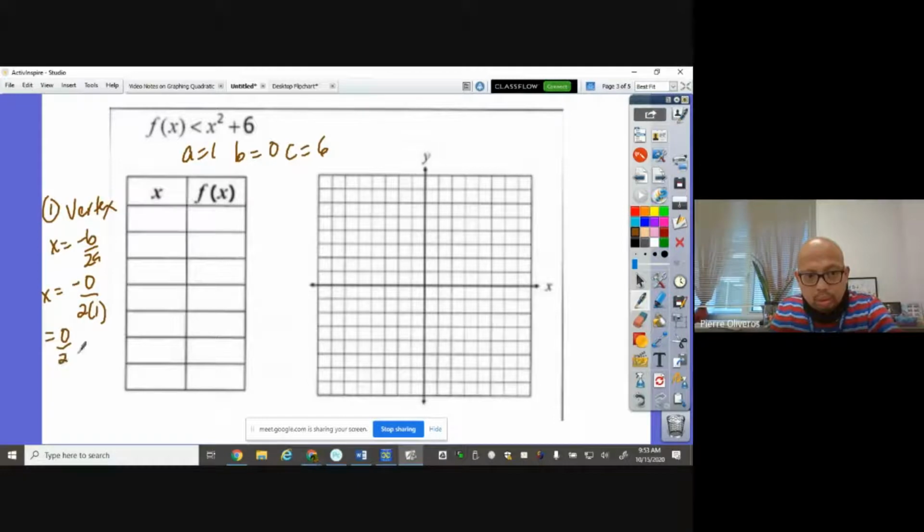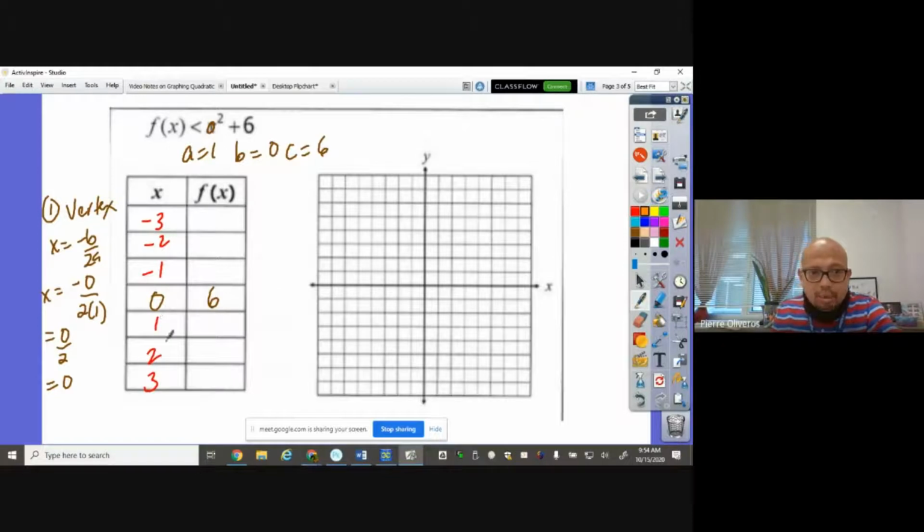0 over 2 is still going to be 0. So in the middle, I'm going to put 0 there. If I plug in 0 squared, what's 0 squared? 0 squared, 0 plus 6 is 6. So therefore, I'm going to pick numbers above and below 0, which is negative 1, negative 2, negative 3, and 1, 2, and 3. Now we're gonna plug in the numbers here.